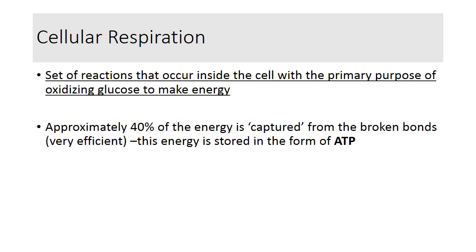The process of cellular respiration refers to the reactions that occur within a cell, primarily using glucose to create energy. So we're going to oxidize glucose. This is the reason why we breathe oxygen. We're going to use oxygen in this process to break the bonds of glucose and get the energy that's stored in those bonds, primarily for the purpose of making ATP. This is a very efficient process. Approximately 40% of the energy in the bonds being broken in glucose is going to be captured and stored in the form of ATP.